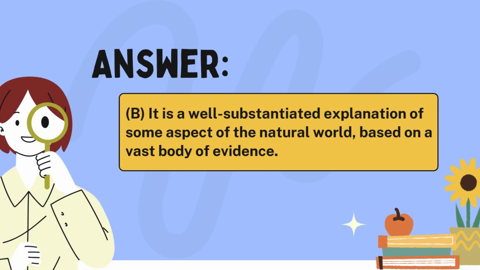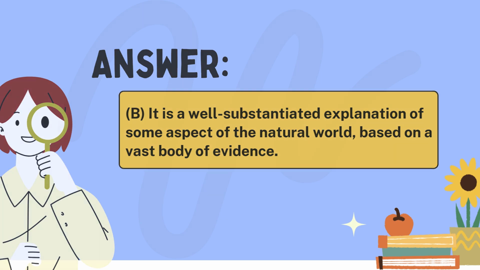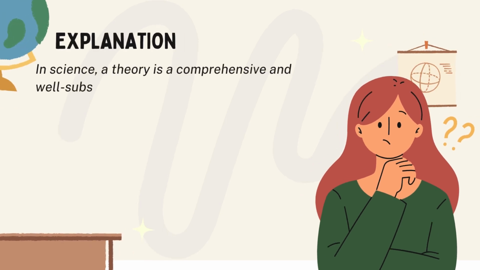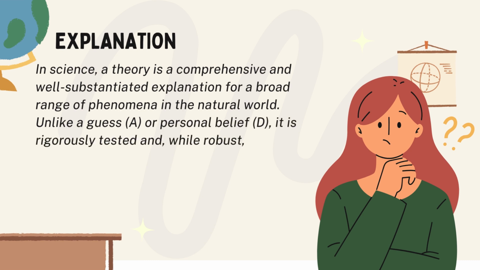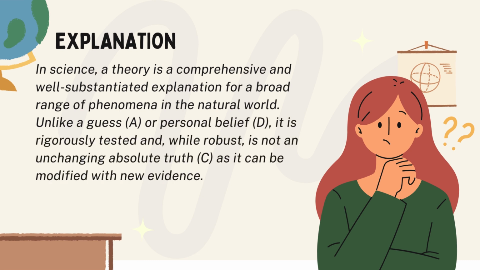Answer. B. It is a well-substantiated explanation of some aspect of the natural world, based on a vast body of evidence. In science, a theory is a comprehensive and well-substantiated explanation for a broad range of phenomena in the natural world. It is supported by an extensive body of empirical evidence, including facts, laws, inferences, and tested hypotheses, and has been repeatedly verified through observation and experimentation. Unlike a guess, A, or personal belief, D, it is rigorously tested and, while robust, is not an unchanging absolute truth, C, as it can be modified with new evidence.